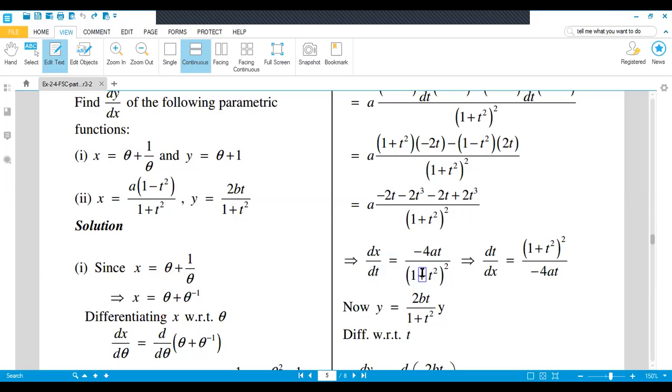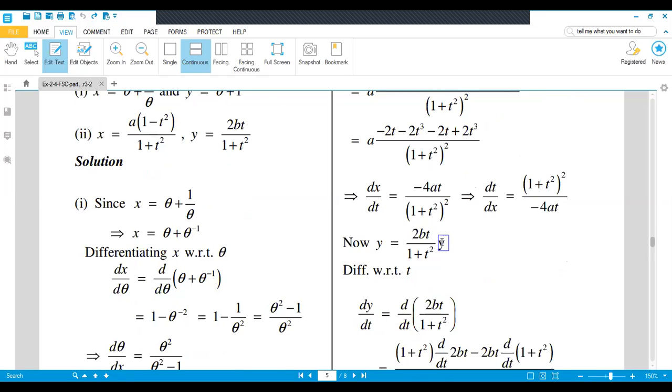We are going to find dy by dx, so dx is in the denominator, and we write its reciprocal. It will be dt over dx, and this denominator will come in the numerator, with minus 4at in the denominator. Now take the second equation. Again, it is given in the form of a fraction, 2bt divided by 1 plus t. This y is by mistake. Here there is no y.